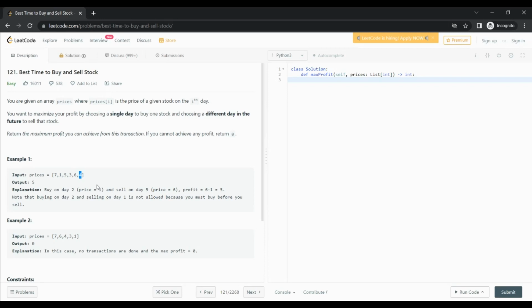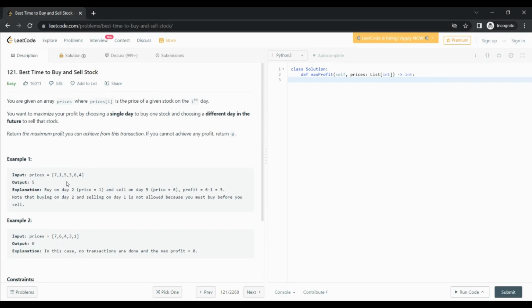So to summarize this, we essentially want to have a variable called buying price, where buying price is essentially the lowest number you encounter while you parse through the array. And the logic behind that is because we want to buy the stock at the lowest available price.